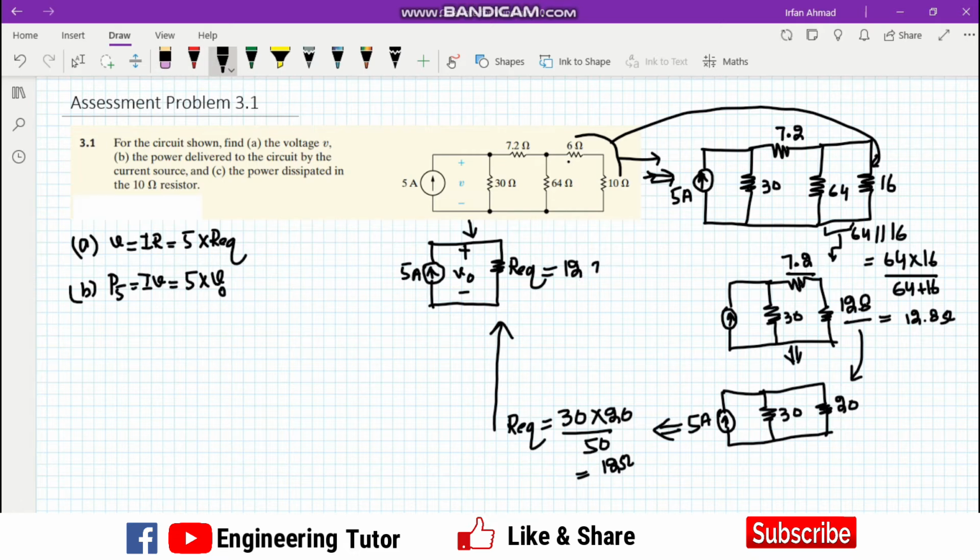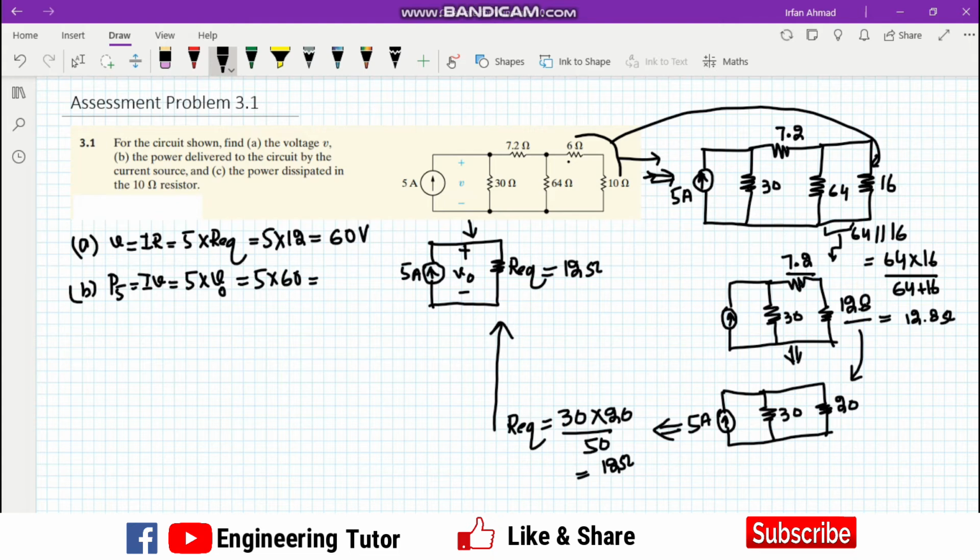After finding the value, we can put it here, 5 multiplied by 12. So this is now 60 volts. We know the value of V naught now, 5 multiplied by 60.